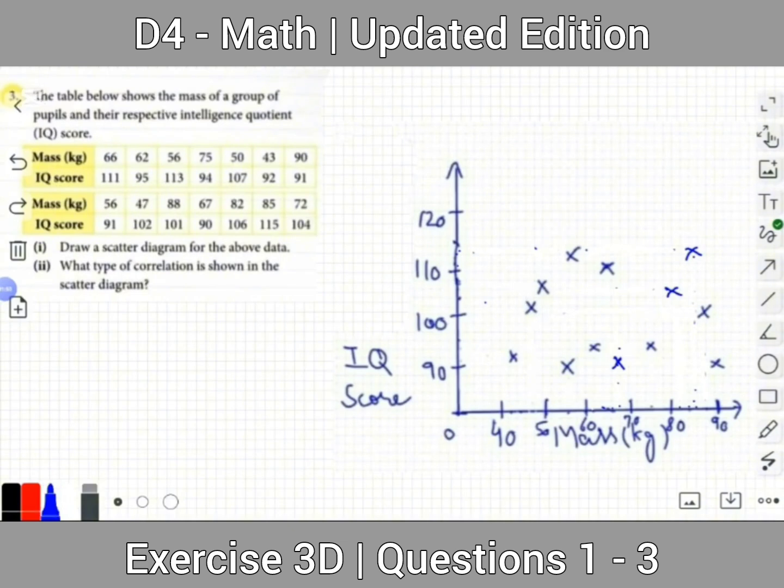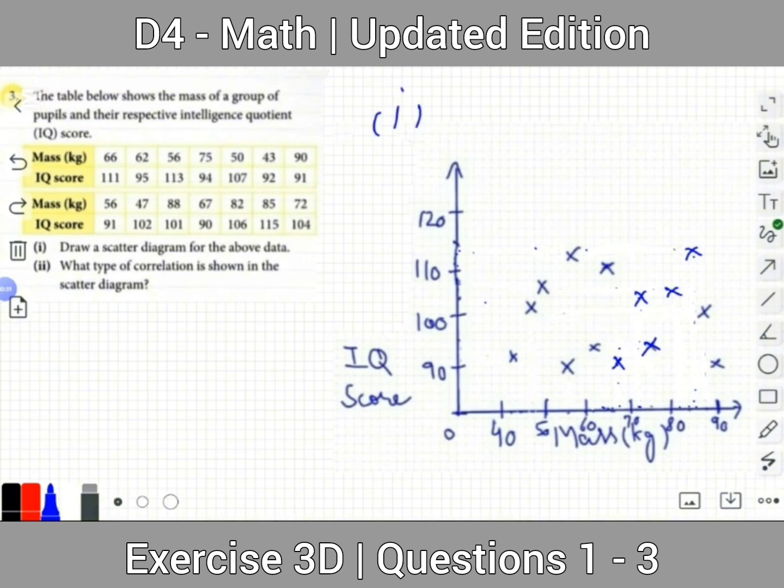Now for the last ordered pair, we have 72 and 104. Here we have 72 somewhere here. So from here we will go, and here we have 100. Here we have 102 and 104 somewhere here. So we will put a cross here. So this is the scatter diagram for the above data. This is the scatter diagram for part 1.